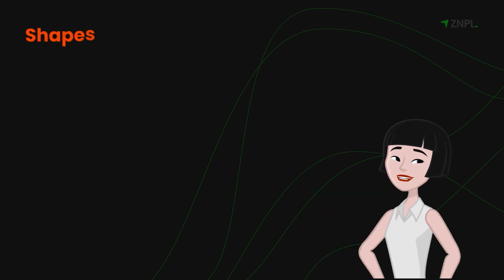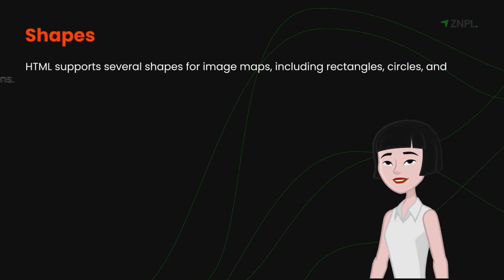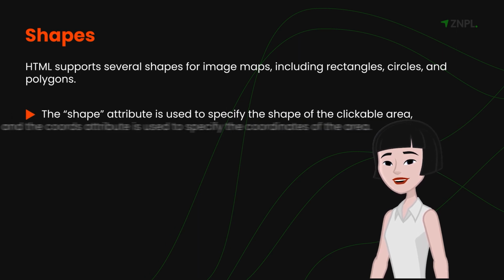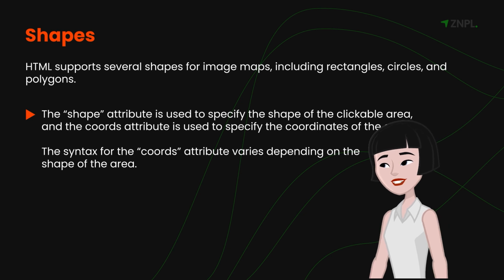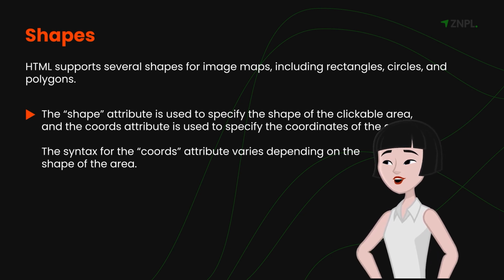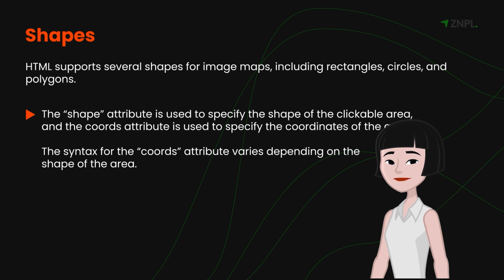Shapes. HTML supports several shapes for image maps, including rectangles, circles, and polygons. The shape attribute is used to specify the shape of the clickable area, and the coords attribute is used to specify the coordinates of the area. The syntax for the coords attribute varies depending on the shape of the area.